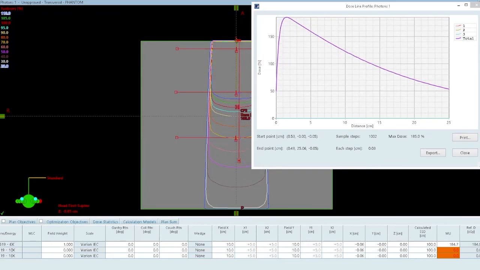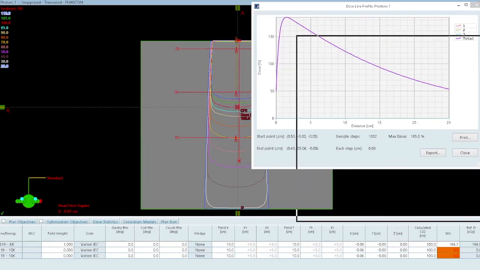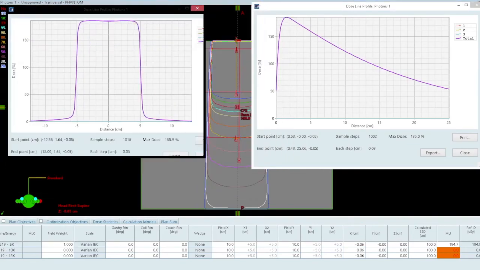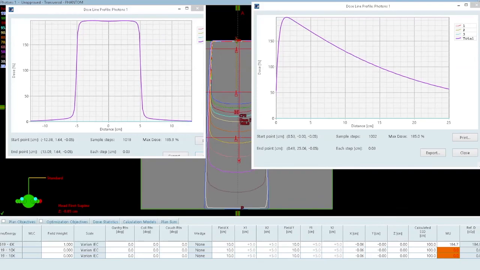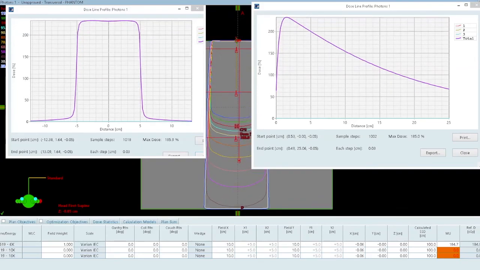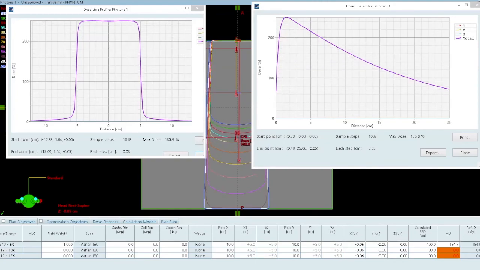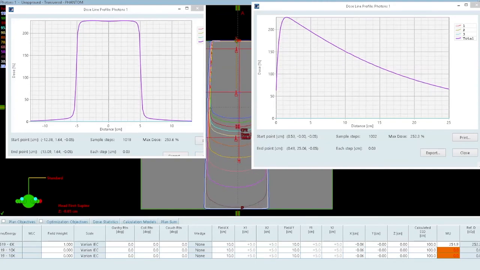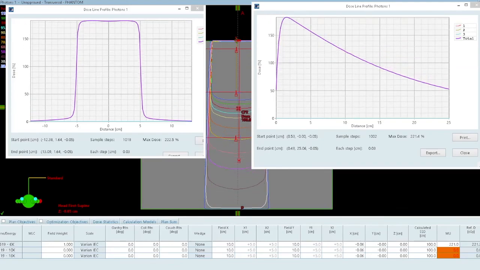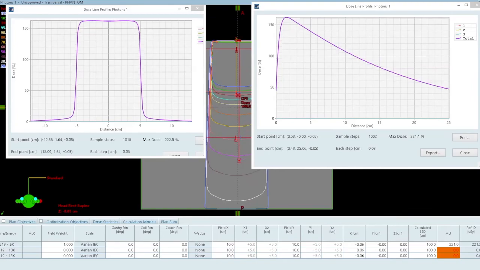The same thing is true with my profile. If I drag my profile in, let me change this. I'll drag my calc point down. The beam profile itself doesn't change. The physics of the profile don't change. The only thing that changes are the absolute dose, or in this case, I guess the relative dose, scales as my normalization changes. So that's how normalization affects it.